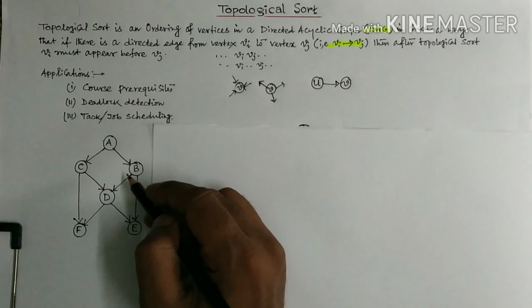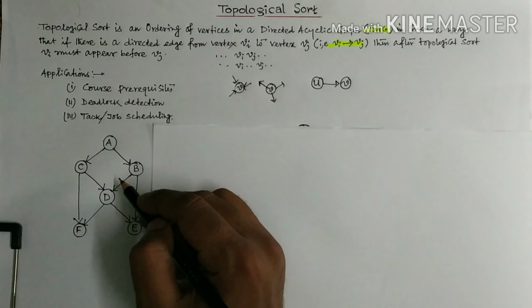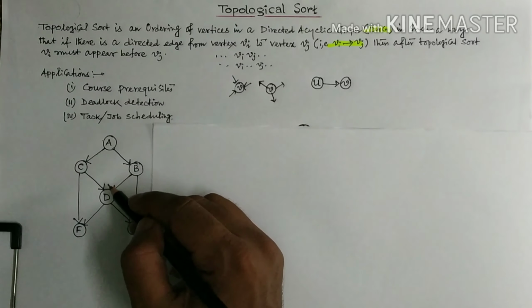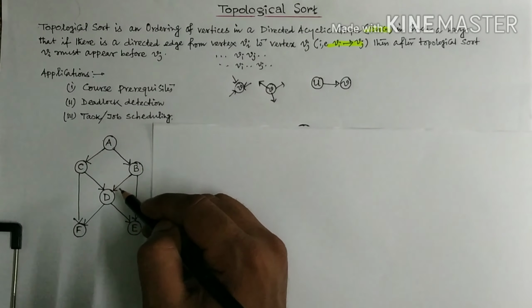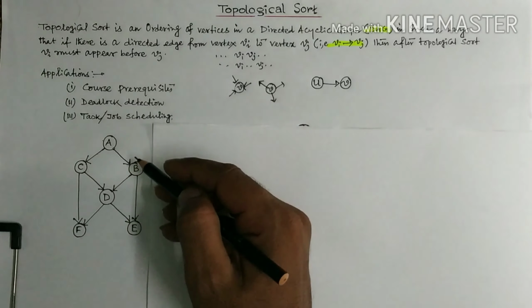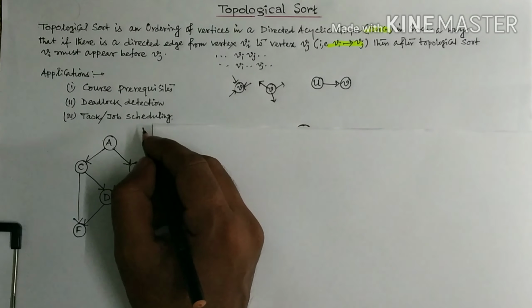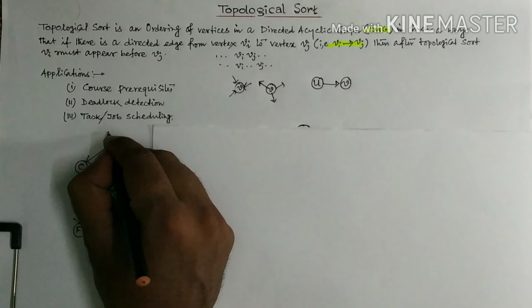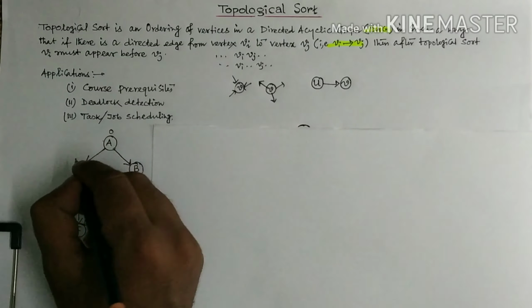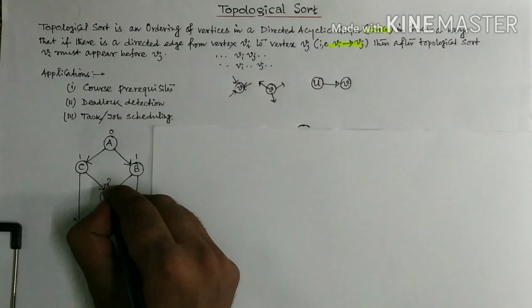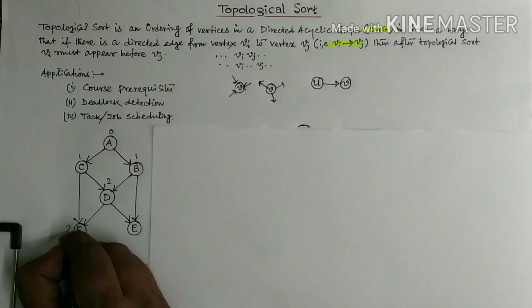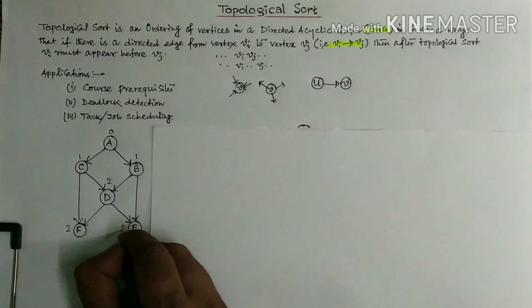This directed graph is given. You have to find the topological sort of this graph. First check whether it is a directed acyclic graph or not. Since there is no cycle in this graph, topological sort can be applied. Calculate the in-degrees of each vertex. For A, in-degree is 0, for C, in-degree 1, for B it is 1, for D, in-degree 2, for F, in-degree 2, and for E, in-degree 2.